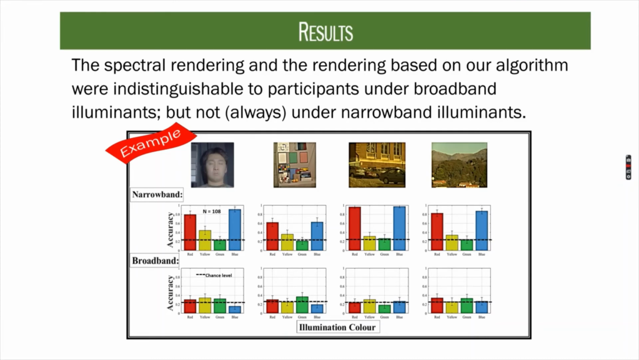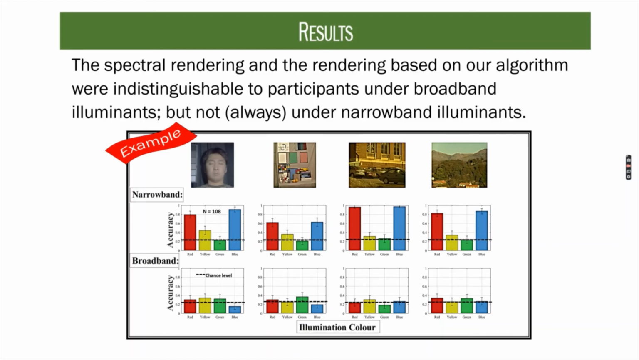And here you can see the charts that show the results for only 4 hyperspectral images, but we got the same results for other hyperspectral images under all illumination colors. Each color of the bars shows the color of the illumination. If participants can't spot the different one, their responses should be at chance level, shown by the bold dashed line in each bar chart. The first row shows 4 hyperspectral images, as you can see here, and the second and the third row shows the corresponding results for each image under narrowband and broadband illuminance.